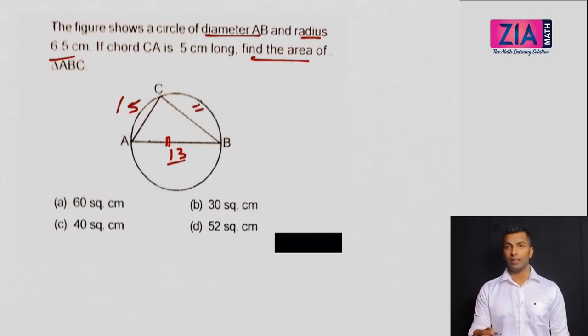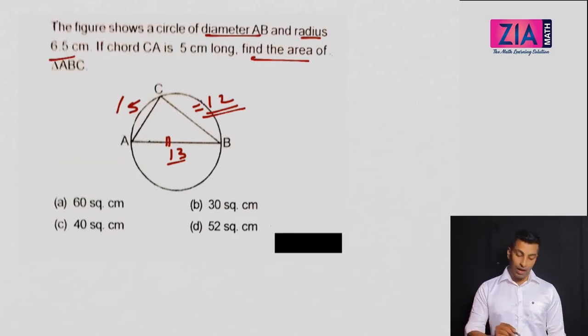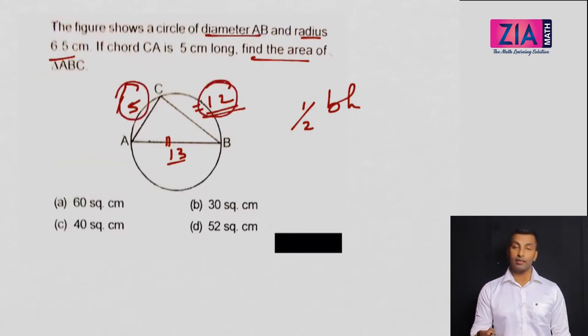There are many equations, but this will be the easiest one I'll discuss in my class. It's very simple. This side is going to be 12. You will apply Pythagoras theorem. There is no point in discussing all those things. So you'll get this as 12. Then you can use half BH, where base is 5 and height is 12. This is a right angle triangle, so you can use Pythagoras theorem to get this.